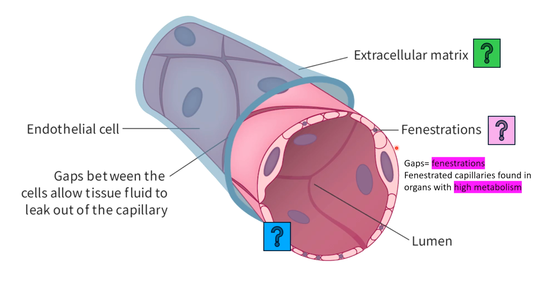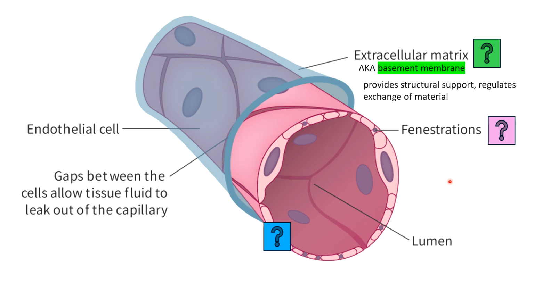Fenestrations. So there are going to be gaps, labeled here, called fenestrations, and capillaries with these fenestrations are usually found in organs with high metabolism. So metabolism, as in a lot of chemical reactions are going on. I'll give you an example. The liver would be one.